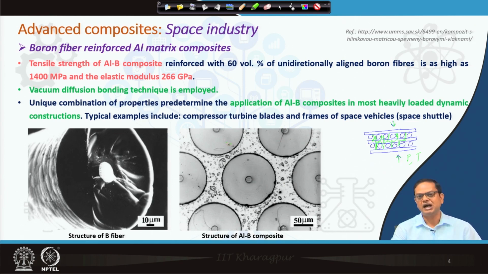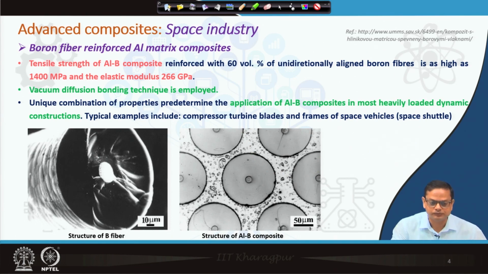So, you can see here how nicely aluminum has diffused in between the boron layer and ultimately has formed this composite material. Okay. So, now let us look into some other applications, some real applications, space applications of boron fiber.